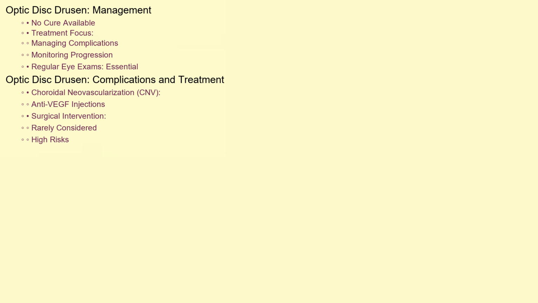Currently, there's no cure for optic disc drusen. Treatment focuses on managing any complications and monitoring for progression. Regular eye exams are essential to track the condition and detect any changes in vision. If complications like choroidal neovascularization develop, treatments like anti-VEGF injections may be necessary. In rare cases, where the drusen are causing significant pressure on the optic nerve, surgical intervention may be considered, but this is generally not recommended due to the risks involved.